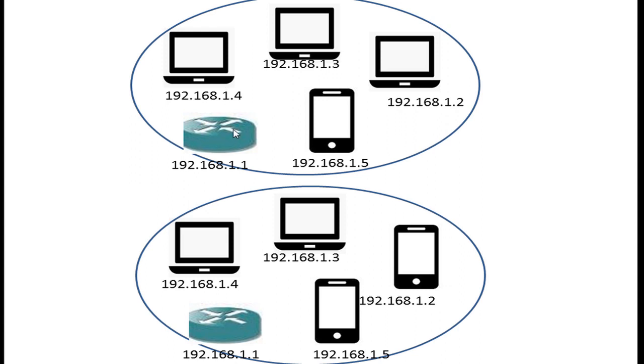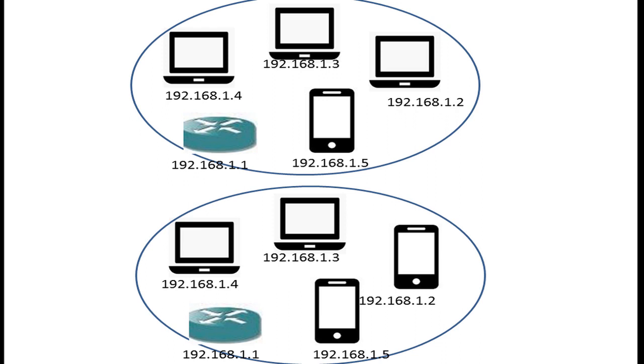For example, let's say that it receives a packet with a destination address of 192.168.1.4, so it would just deliver it to this device. The same thing happens in the other network. So for communication inside the local area network, the private IP addresses suffice.